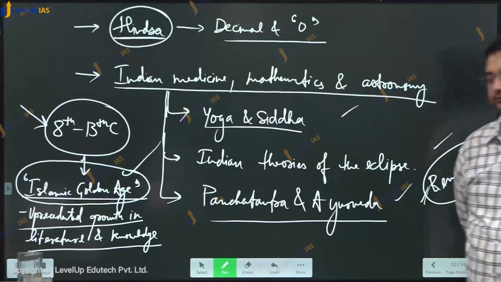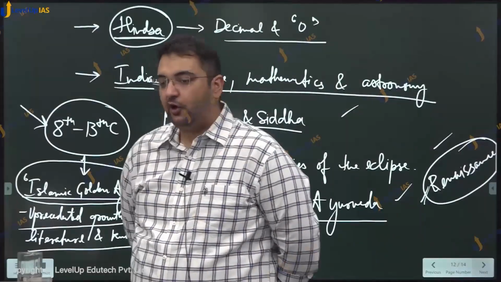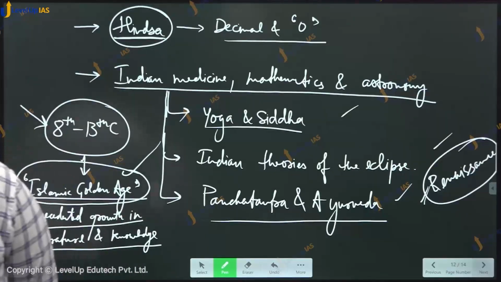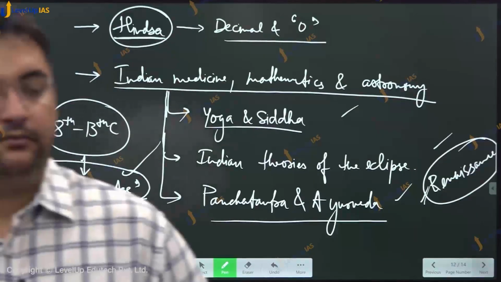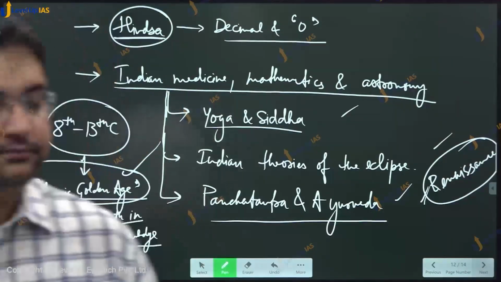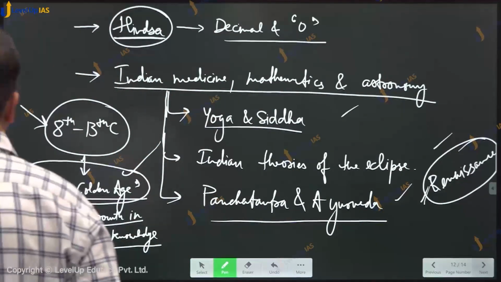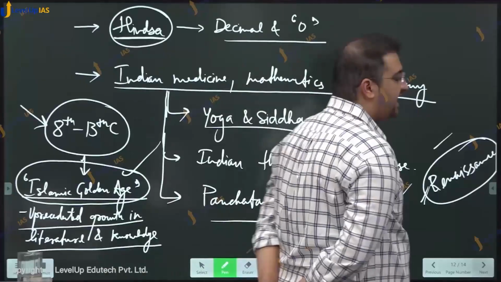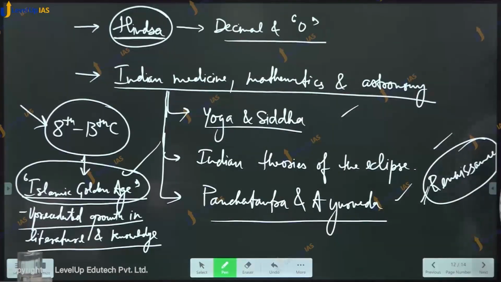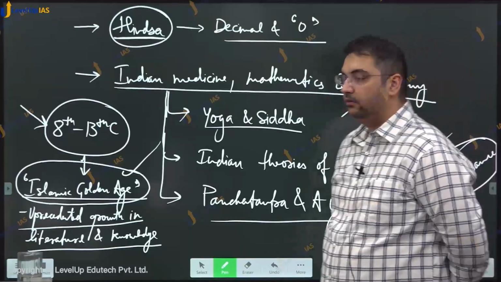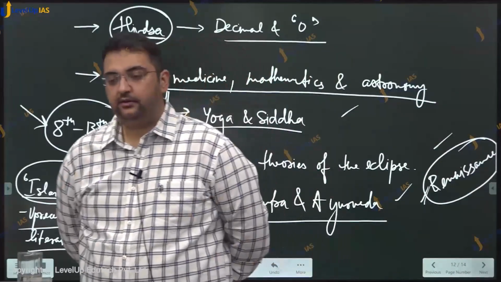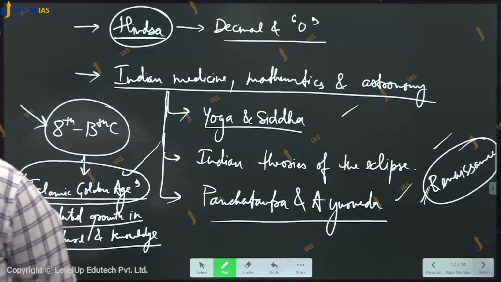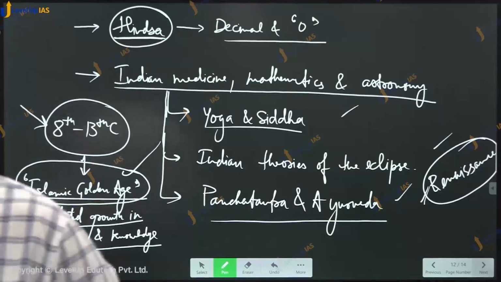Next sub point. Indian scholars were invited to Baghdad to contribute directly to fields such as medicine, philosophy, physics, mathematics, and astronomy.